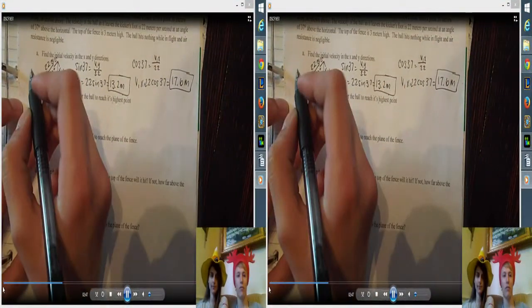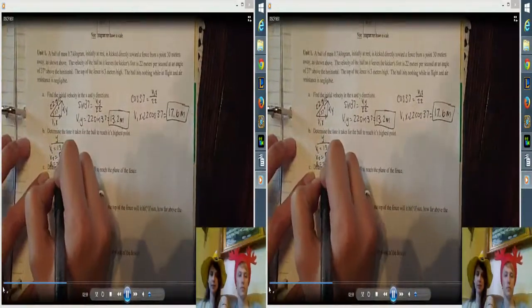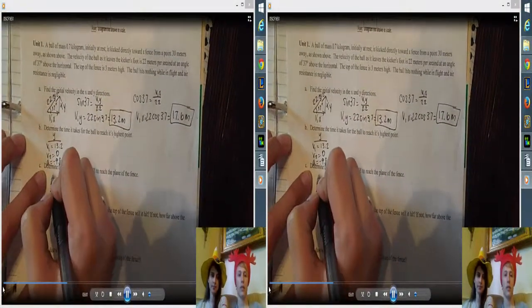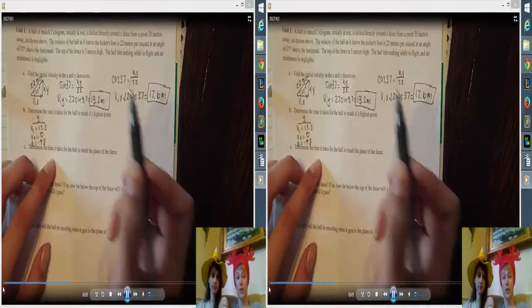V1 is equal to 13.2. V2 is equal to 0. 13.2 is from the previous problem. We showed what V1, the initial speed in the y direction, was. So V2 is 0 because it's at its highest point, so it's not moving right then. That's where it stops moving. The acceleration of gravity is negative 9.8, which is why the acceleration is negative 9.8.